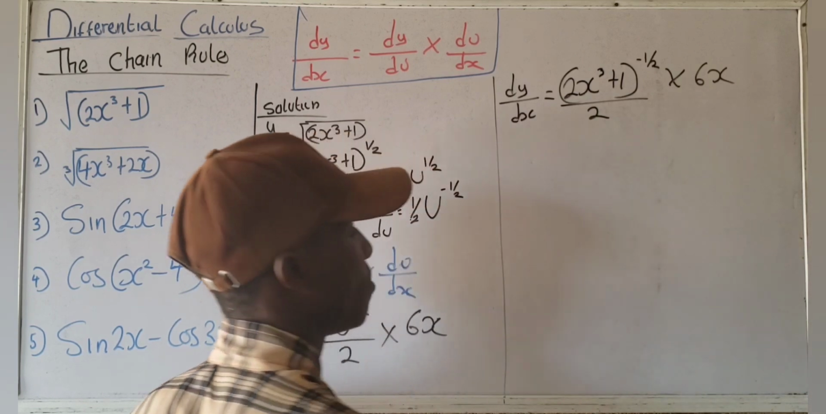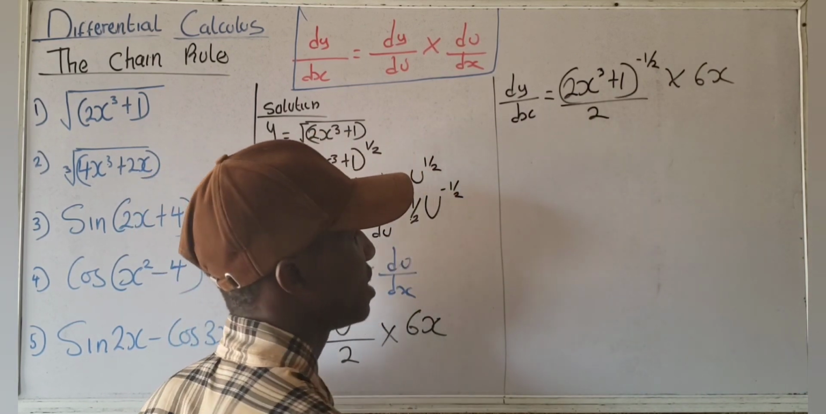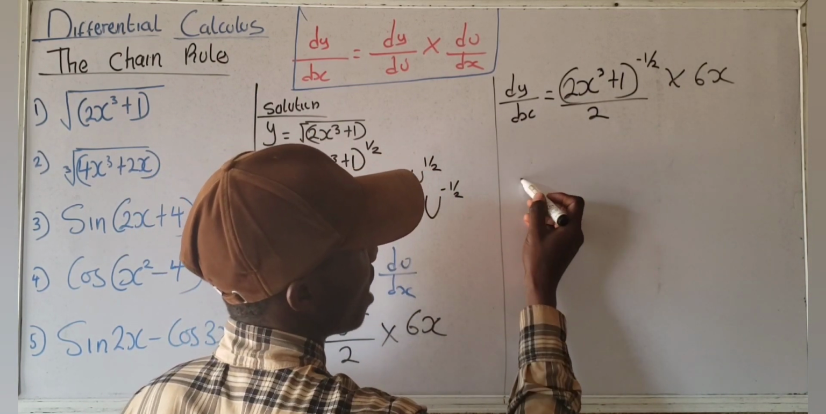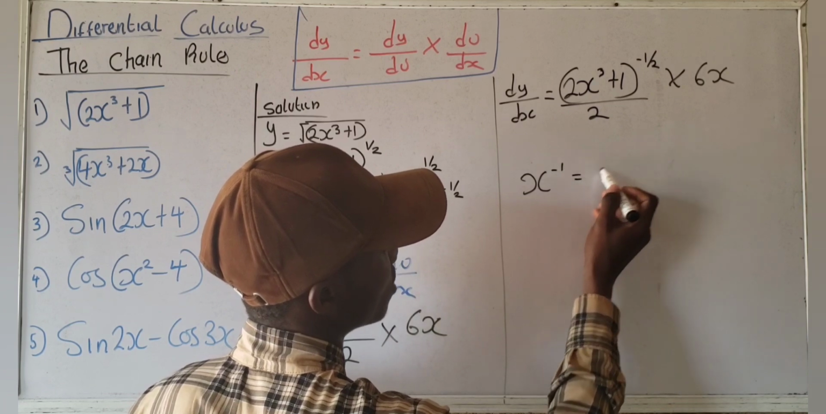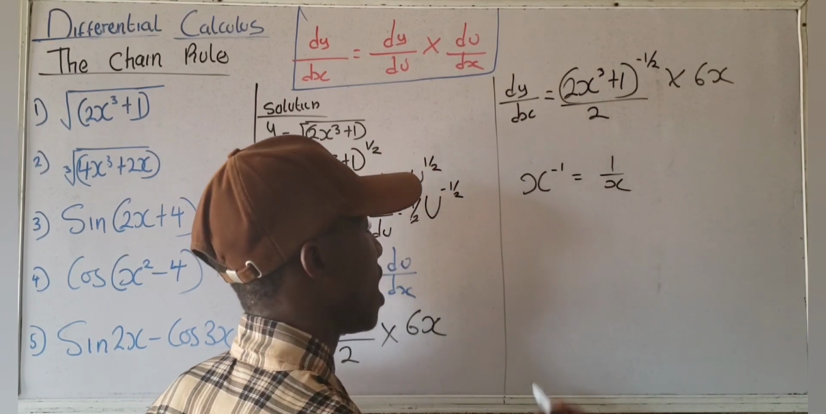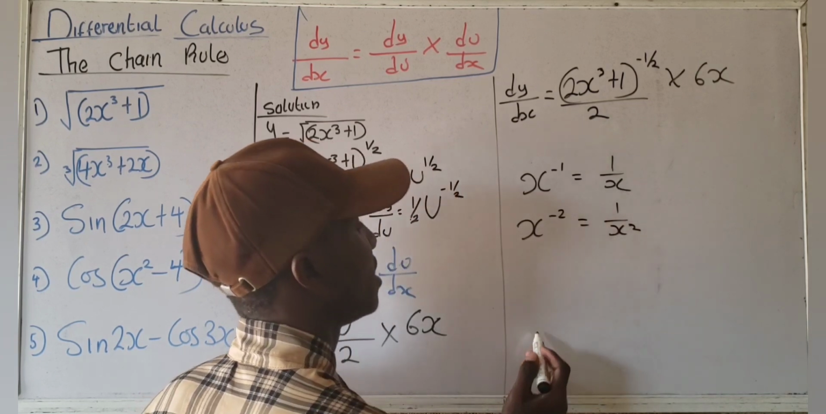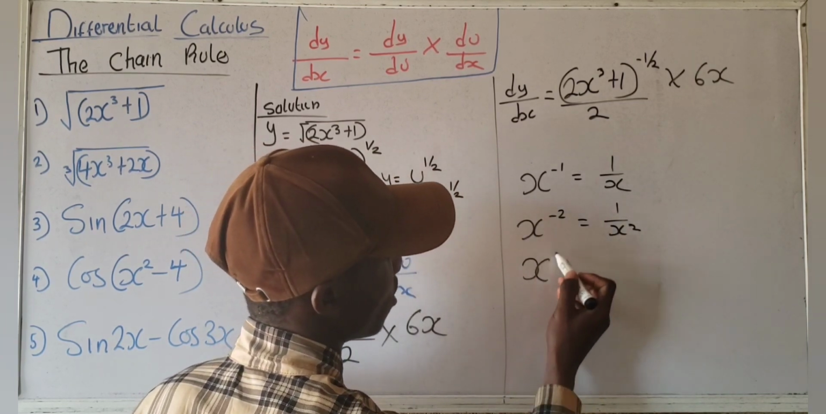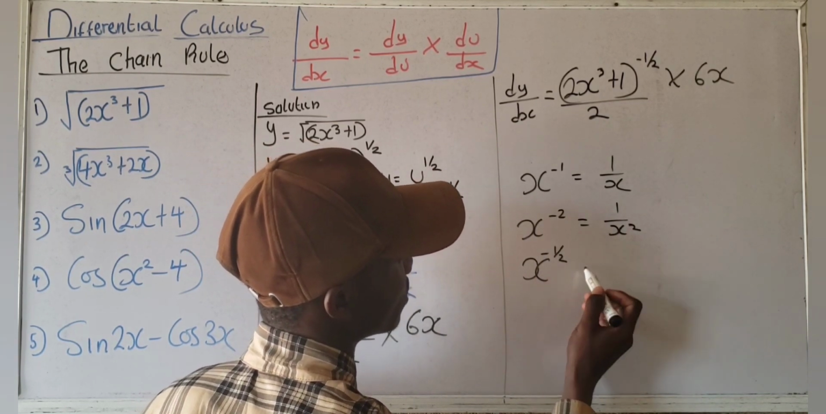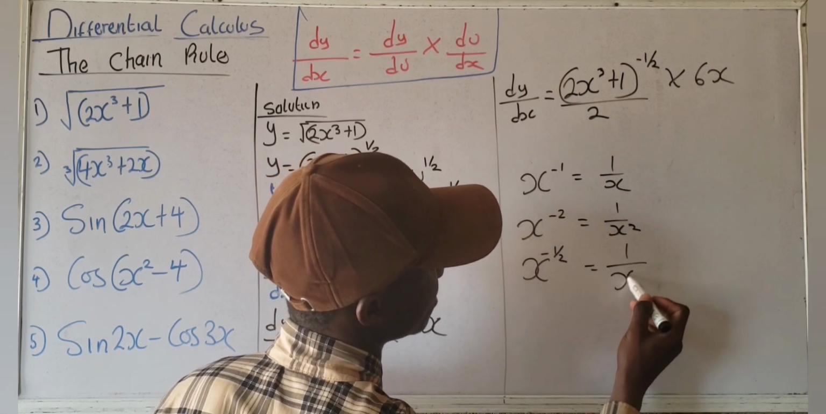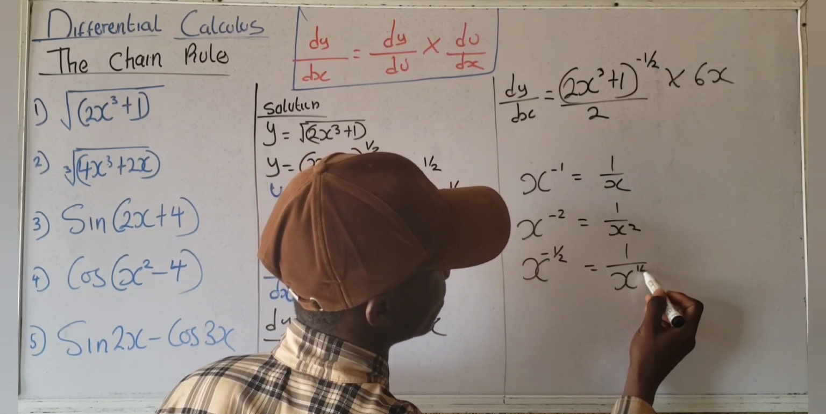Okay? Now, please kindly pay attention. According to the laws of indices, if you have x raised to the power of negative 1, that will be 1 over x. If you have x raised to the power of negative 2, that is 1 over x squared. Is that not it? Now, if you have x raised to the power of negative 1 over 2, that will be 1 over x raised to the power of 1 over 2. You understand?